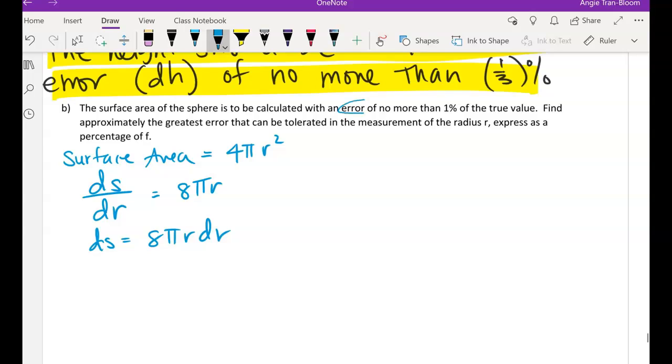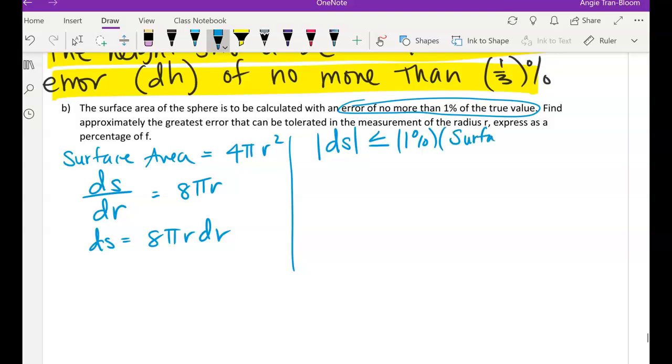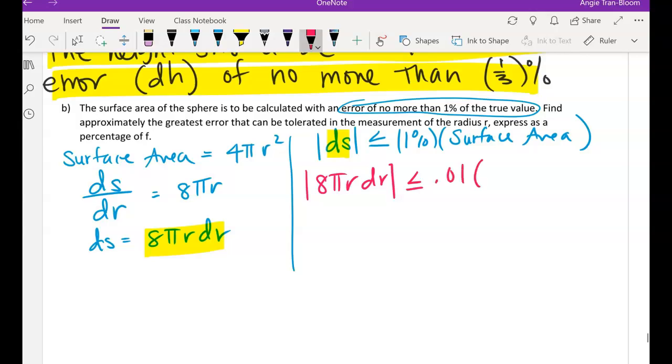Okay, so an error of no more than 1% of its true value. That means your change in surface area is no more than 1% of the surface area. That's what it means, right? So let's figure it out. ds is this guy. Let's plug it in. Absolute value, 8 pi r dr, less than or equal to 0.01 times the surface area. It's right there. Let's plug that in, 4 pi r squared. Let's solve for dr.